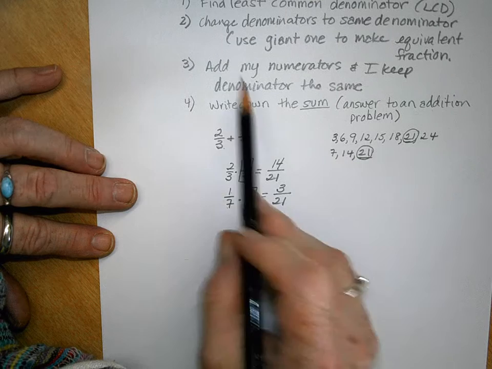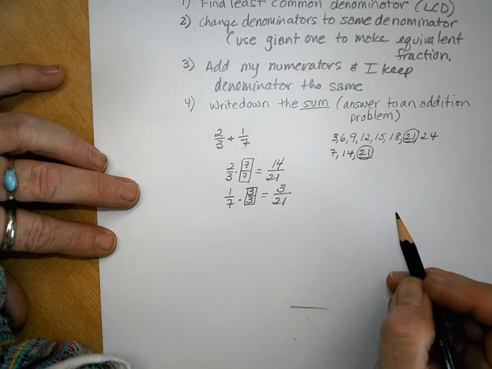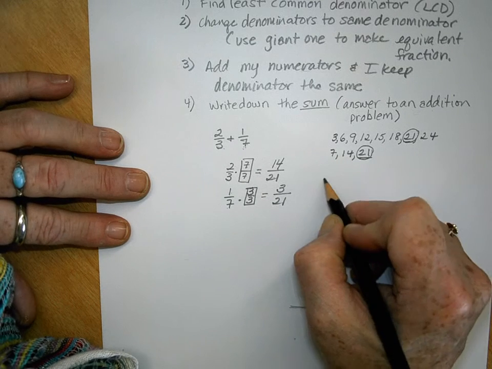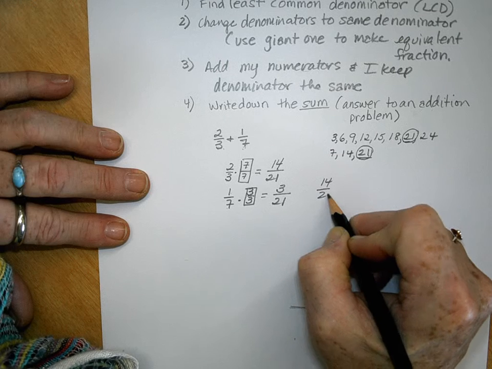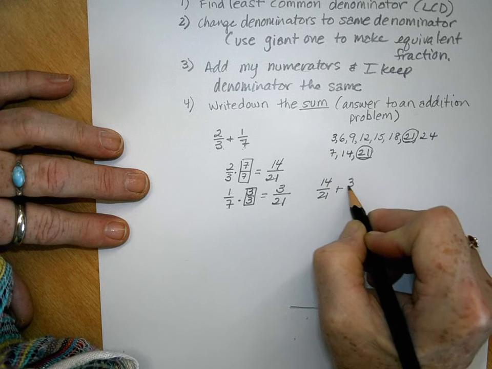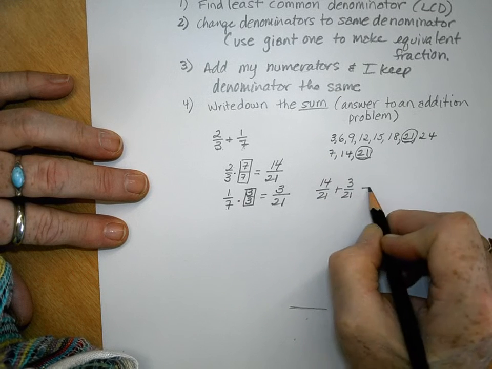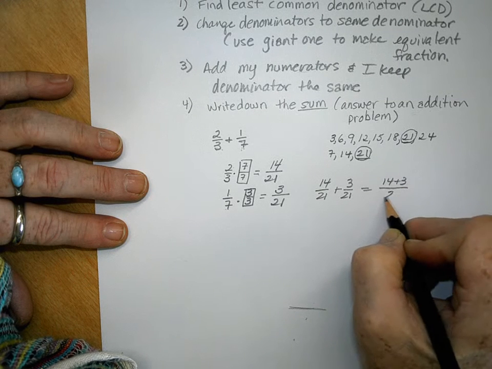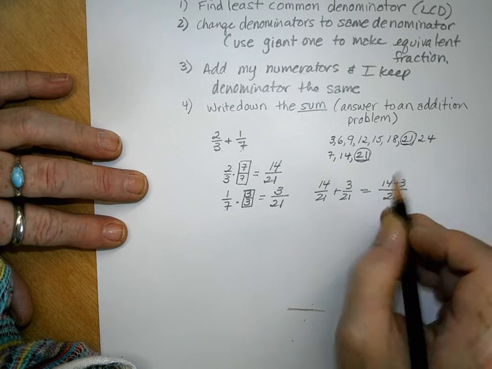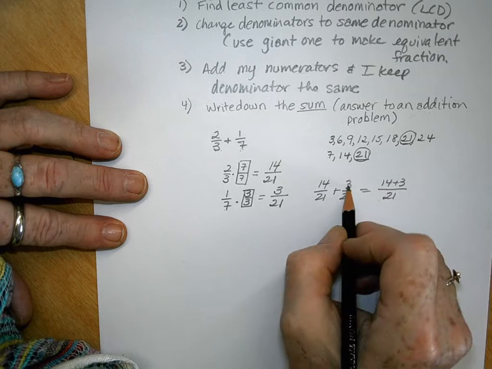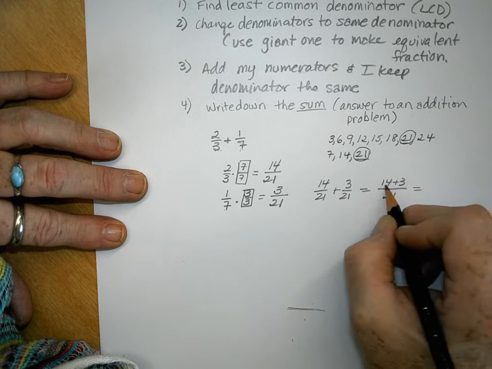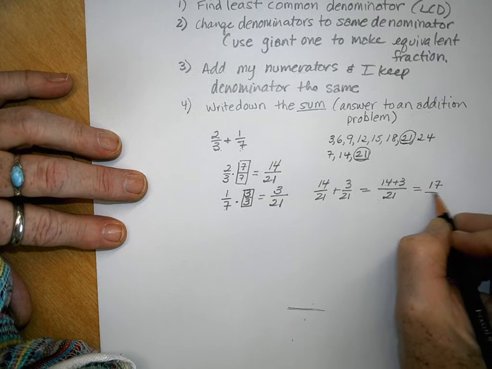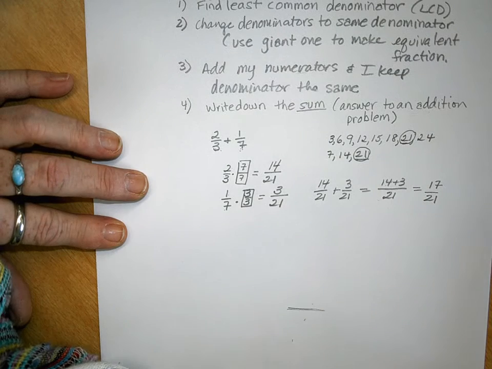Now my third step is add my numerators and keep the denominator the same. So I have 14/21 plus 3/21. So 14 plus 3 over 21. Denominator is the same. I take my sum of my numerators. 14 plus 3 is 17/21, and that's my answer.